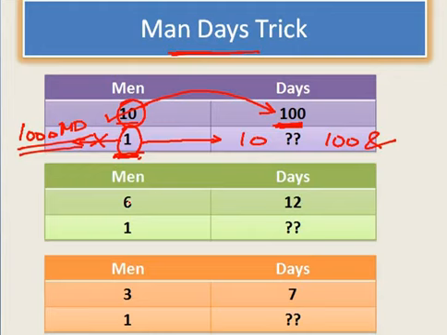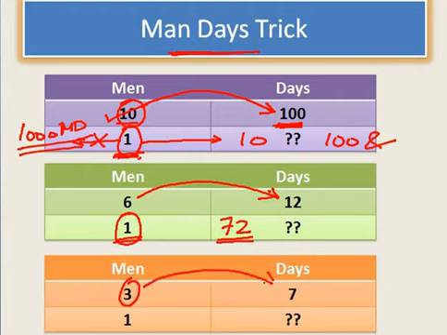Let's see this example. 6 men can complete a piece of work in 12 days. How long will it take for one person to complete the same? Very simple. You multiply 6 with 12. The answer is 72 days. Now look into this. 3 men take 7 days of time to complete the work. How long will it take for one person to do the same? Again, pretty simple. You multiply them. So one person will take 21 days to finish the job.